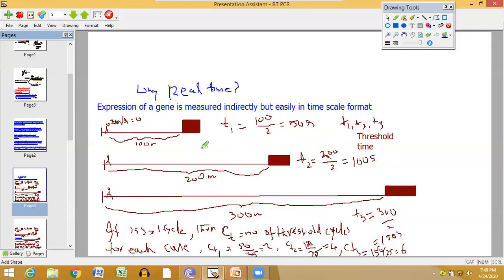So how much time will he take to reach this home? 100 by 2, that is 50 seconds. How much time will he take to reach this home? 200 by 2, that is 100 seconds. How much time will he take to reach this home? 300 by 2, that is 150 seconds. That means the more the distance, the more the amount of road, the more time it is taking. So now if you do not know which home is how far from the starting point, if you look at this time data, you can easily understand which home is how far.